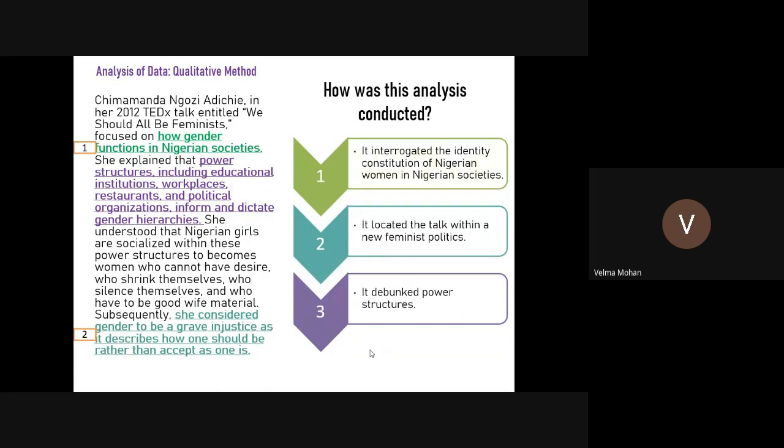And three, power structures, including educational institutions, workplaces, restaurants, and political organizations, inform and dictate gender hierarchies. This suggests the need to debunk power structures that constitute discipline and re-signify the gender identity of Nigerian women and girls. So in this method, the focus is on language, images, and interpretation of the data that has been collected.